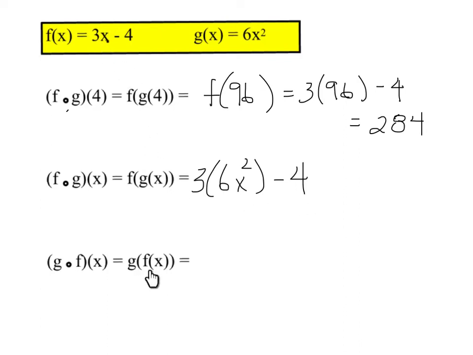The other way, putting f into g, just as simple. Replace the x with g. Now, clearly you could do some simplifying here. You could say, well, this is just 18x squared minus 4, but I wanted to leave it to make sure you saw how the composition had taken place.